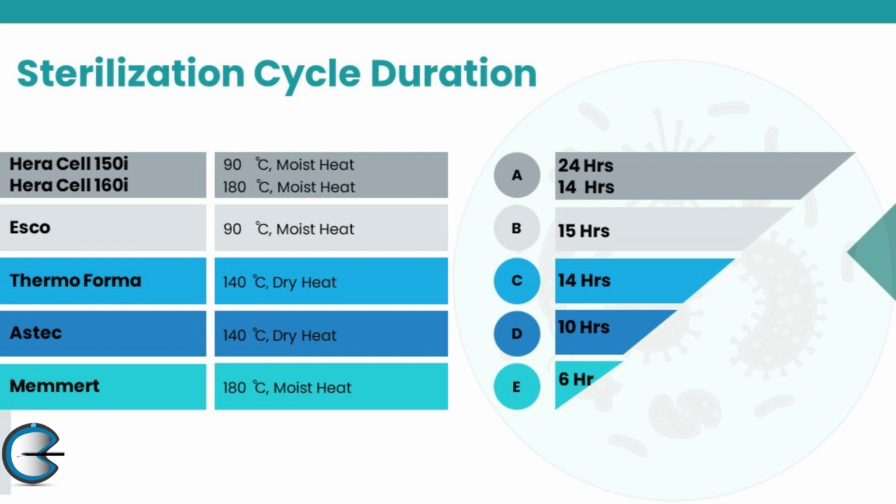Thermo Forma has a sterilization cycle of 14 hours with 140 degree dry heat, and Astec has a sterilization cycle of 140 degree and 10 hours, whereas Memmert has a sterilization cycle of just 6 hours, and I think it is dependent on the size of the incubator.